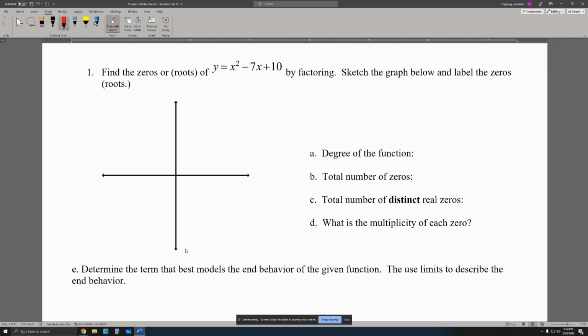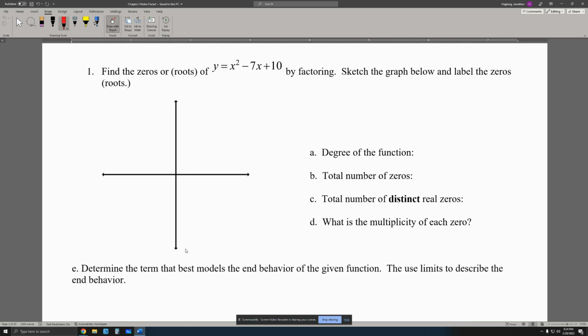Okay, so let's apply some of this knowledge. Let's find the zeros or the roots of y equals x squared minus 7x plus 10 by factoring. We're going to sketch the polynomial function below and label the zeros, the roots. So if I were to factor this, I'm looking for factors of positive 10 that add to negative 7. Those factors are negative 5 and negative 2. So this factors to y equals (x minus 5)(x minus 2). Using our definition from above, that tells us that we have roots at positive 5 and positive 2.